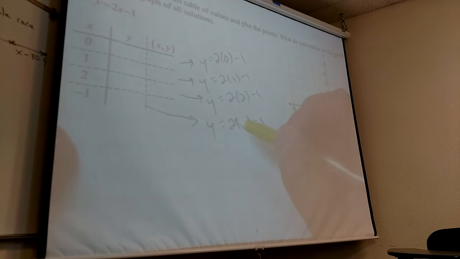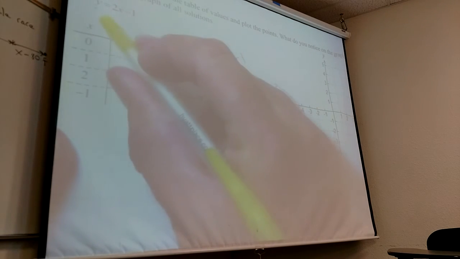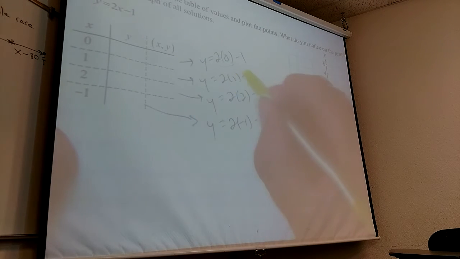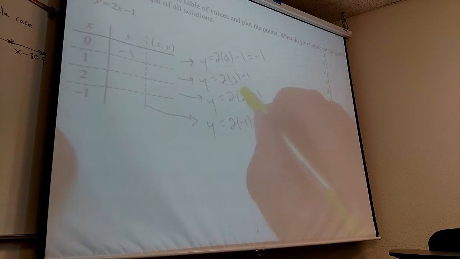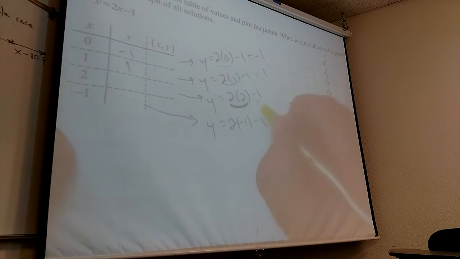Alright, so this should be relatively quick. We've got to plug the x values they give us in and see what the y is. So here I get 0 minus 1. And here I get 2 minus 1, 1. And here I get 4 minus 1, 3.